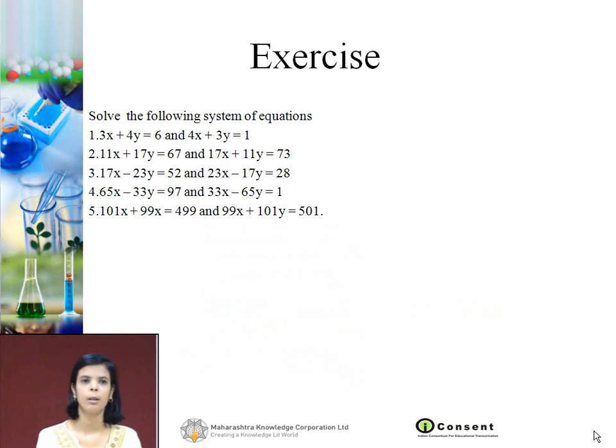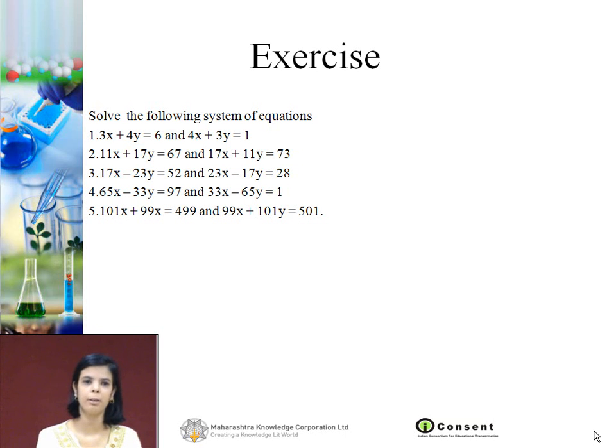Here are some exercises. Solve the following system of equations. 3x plus 4y is equal to 6 and 4x plus 3y is equal to 1. Next one, 11x plus 17y is equal to 67 and 17x plus 11y is equal to 73. Next one, 17x minus 23y is equal to 52 and 23x minus 17y is equal to 28. Next one, 65x minus 33y is equal to 97 and 33x minus 65y is equal to 1.